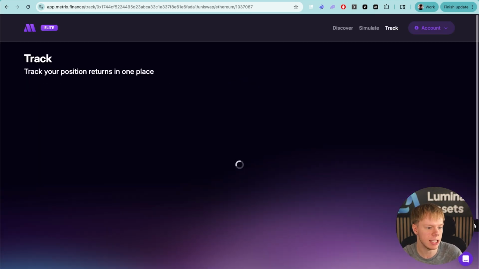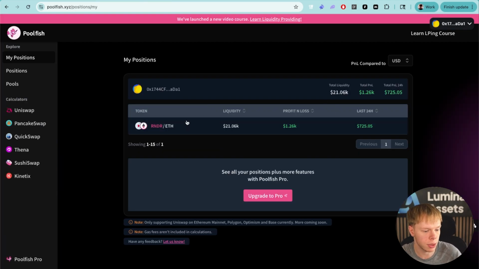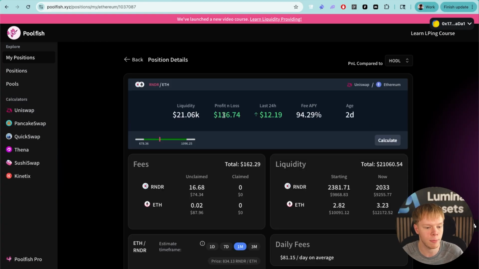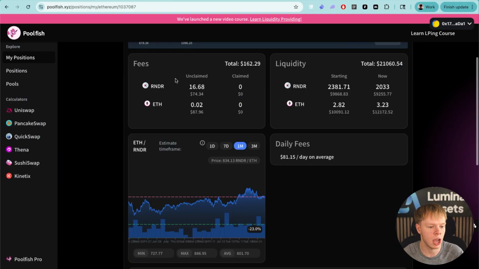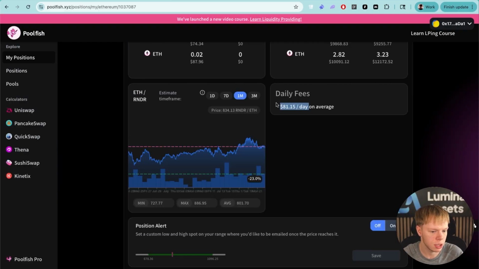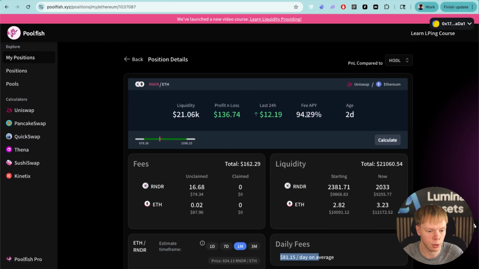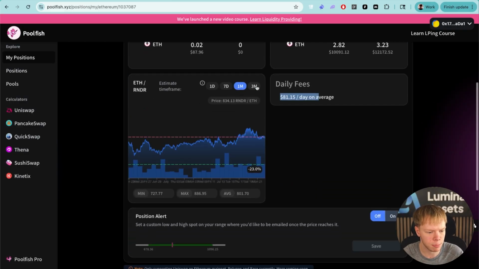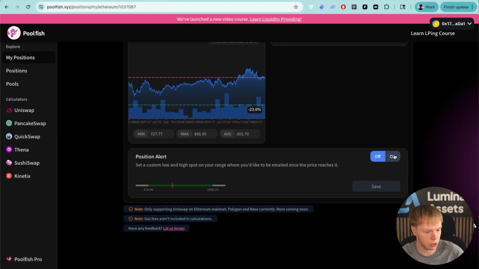Diving into the position details, over on PoolFish, we are greeted with similar details to Metrix Finance, although Metrix is quite more comprehensive. It shows you your liquidity, profit loss, last 24-hour gain, your fee APY, as well as the age of the position, and then it also shows you your unclaimed and claimed fees, your starting versus now position, so how much you started with and the dollar amount, as well as how much you have now and the dollar amount. Shows you potential daily fees based on your overall fee APY, and it has the price chart over here, and you have the option to turn on position alerts.